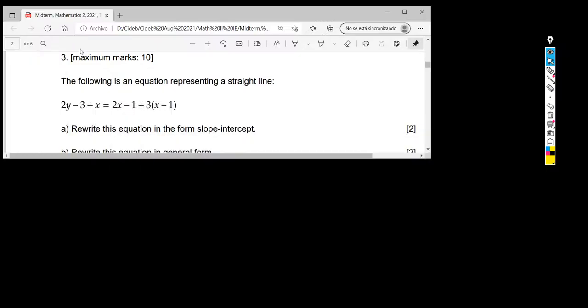Next, problem number 3. The following is an equation representing a straight line. This is the equation. And I'm giving you several instructions, or I'm asking you several questions. Rewrite this equation in the form slope intercept, etc., etc. Five questions. So let's go one by one.